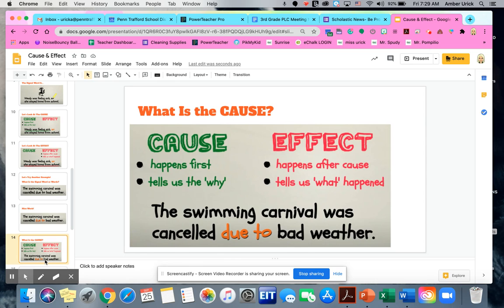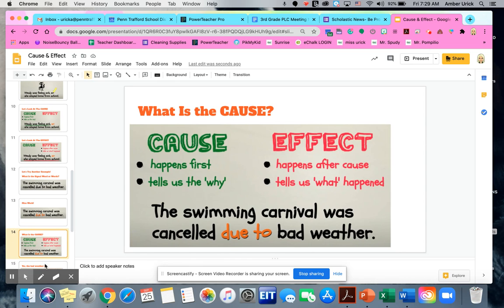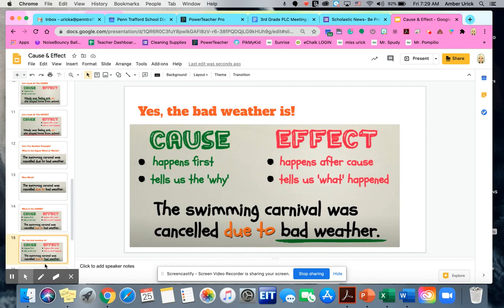Okay, are you ready? Bad weather. Remember, I said, even though the cause says that it happens first, it doesn't necessarily mean it happens first in the text. It just means it happens first before the effect, not necessarily in the text. It comes before the effect. So the bad weather is coming before the effect or what happened.